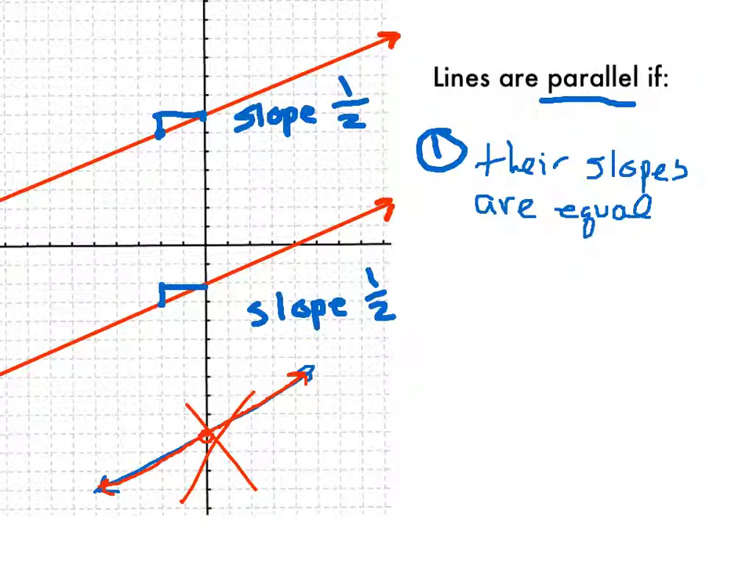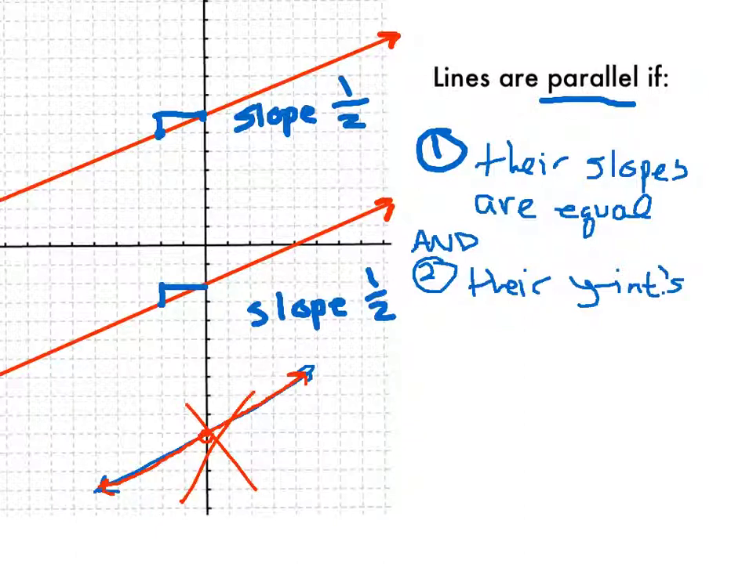So lines are parallel if their slopes are equal, and, so we should put a big and here, and their y-intercepts are different. I'm going to abbreviate it. Their y-intercepts are different. So that's how we determine whether or not two lines are parallel.